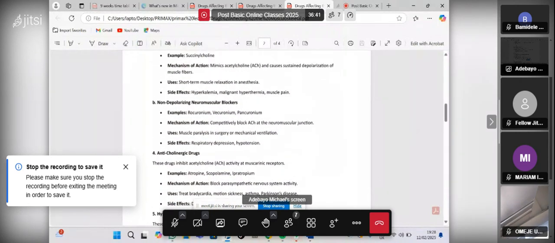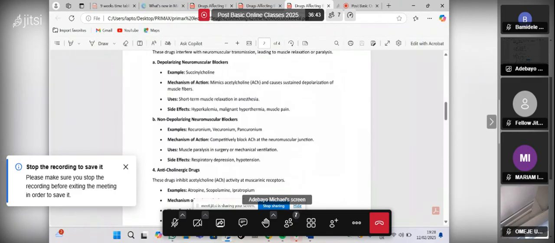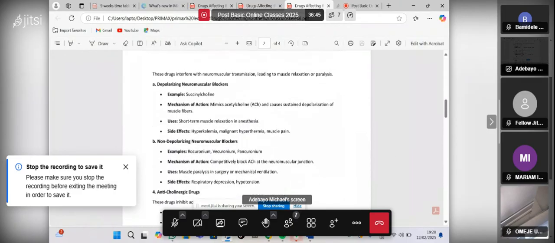So one of your assignments for tonight is to go and check what malignant hyperthermia is, what the drug of choice is to reverse it, and what drug is used in malignant hyperthermia. You check that out quickly, please.